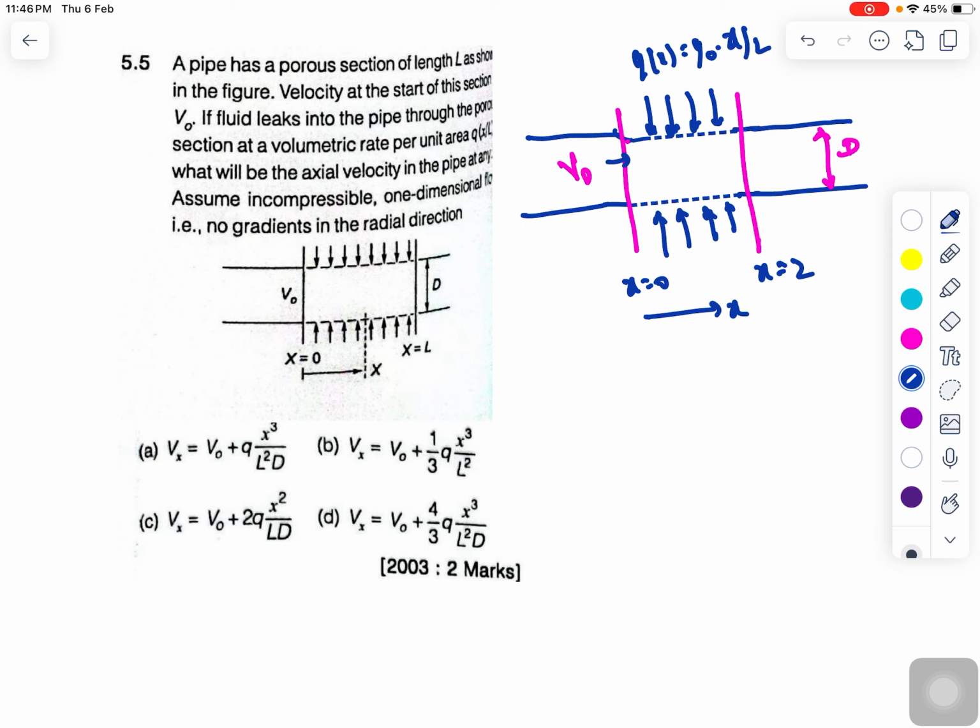So you are supposed to calculate the velocity profile in the x direction. This can be calculated using the mass balance equation. Assuming this is the porous section, I take a thickness of dx element here. Mass flow rate is going in, mass flow rate out, and some mass flow rate is also coming from this direction.